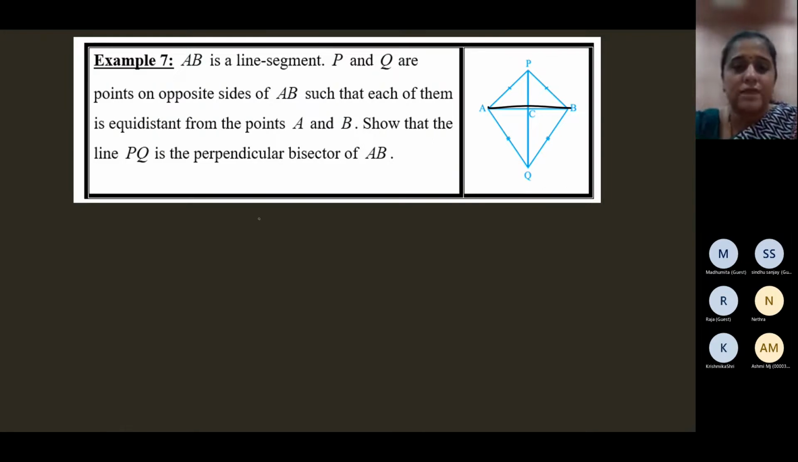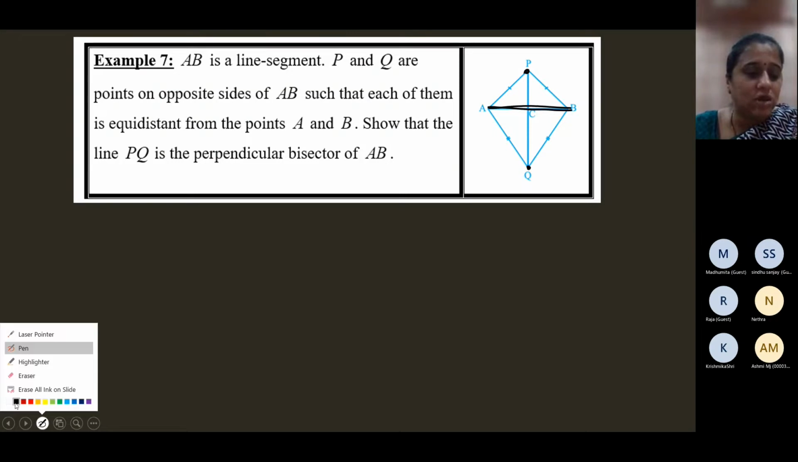So AB is a line segment. P and Q are points on opposite sides of AB such that each of them is equidistant from the points A and B. So let's draw it by ourselves.